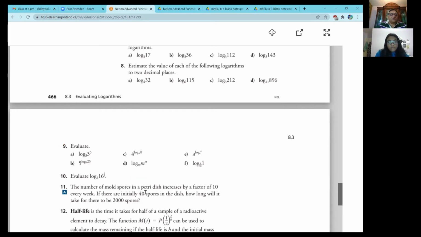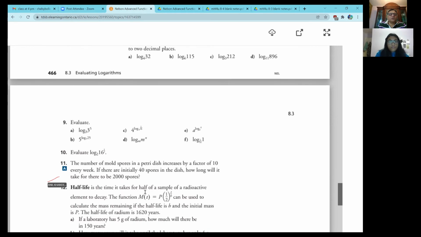Now, let's do the next question, 10, which is log to the base 2 of 16 to the power of 1 over 3 is equal to what? Let it be x. Find x.